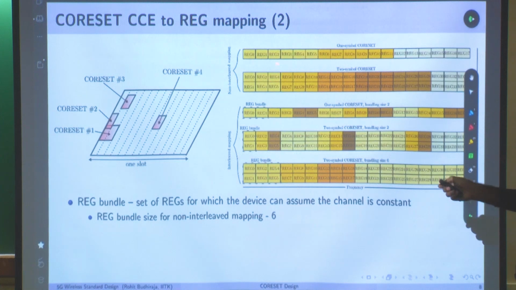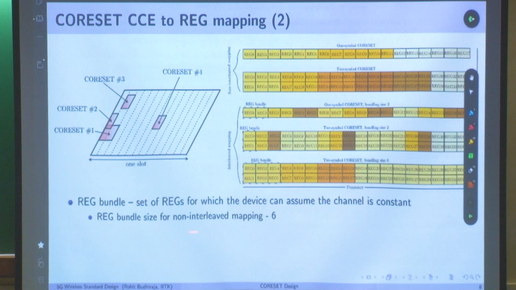We only said REG is basically, so you will take 6 REGs and form one CCE, right. There was no notion of bundle over there, correct, because for non-interleaved mapping, what are we saying? The base station has a reliable MCS, it doesn't care, okay. It knows what needs to be done in the sense that the channel has a reliable MCS, okay, right. So it will suitably use the G size and get done with it, okay, right.